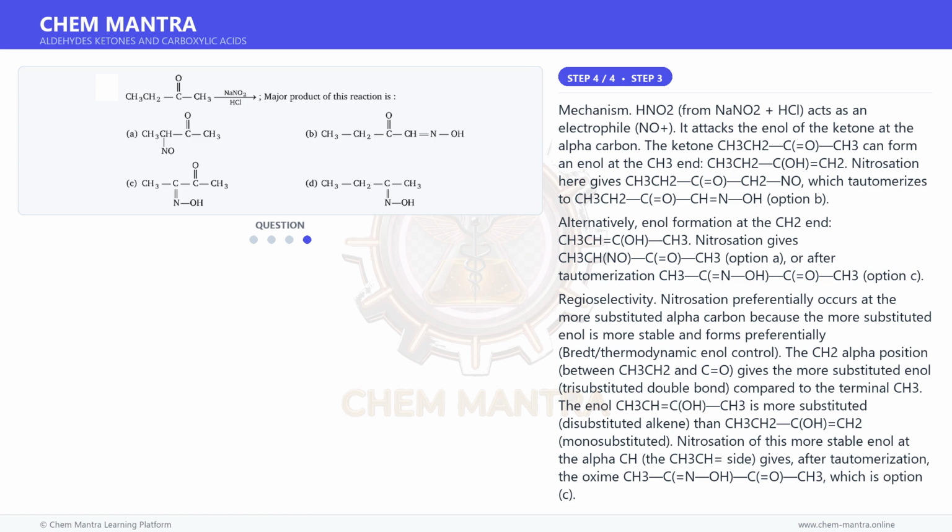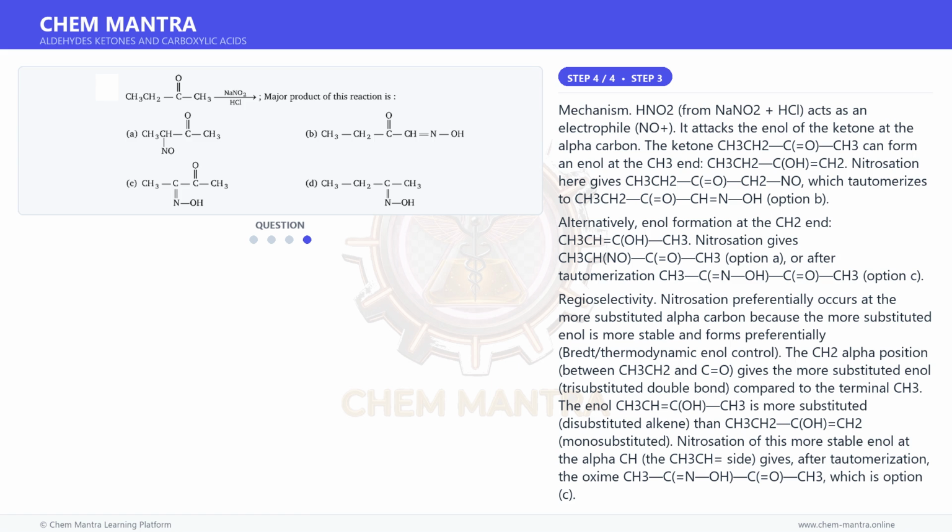The nitroso intermediate CH3CH(NO)C=O CH3, option A, is unstable and tautomerizes to the oxime CH3C(=NOH)C=O CH3, option C. This oxime is the thermodynamically stable product.